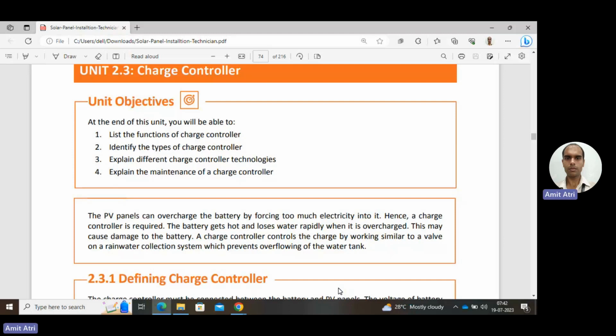So as to avoid this overcharging, because when a battery gets overcharged, it gets hot and loses water rapidly, and this in turn damages the battery. A charge controller controls the charge by working similar to a valve on a rainwater collection system. What that does is it prevents the overflowing of the water tank. Similarly, the charge controller prevents the overcharging of the battery.